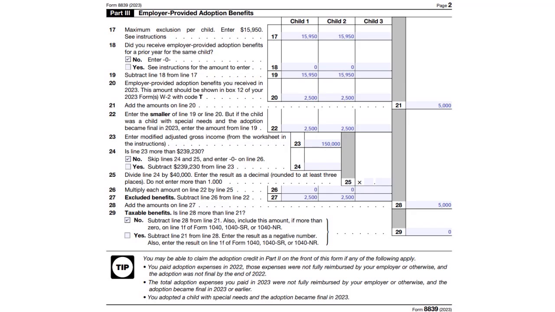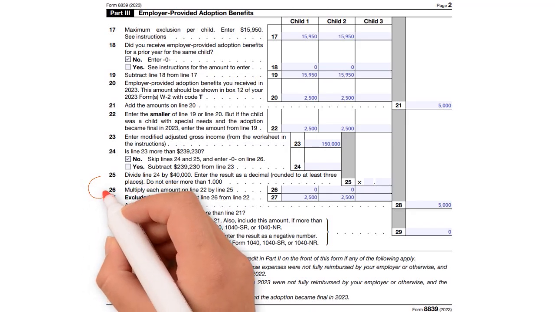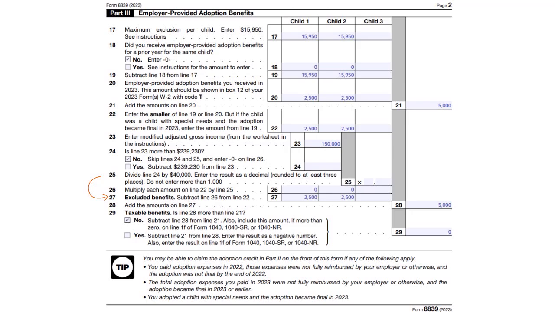And basically here, you follow the same strategy. So excluded benefits on line 27, we have 2,500 in both cases. And then if you add the amounts on line 27A and line 27B, when you add 2,500 to 2,500, you have 5,000. Okay. And so basically line 29 is pretty straightforward. It's asking you about taxable benefits. And if line 28 is more than line 21, now we'll look at line 28. Line 28 is 5,000, right? Line 21 is 5,000. So in those cases, those are the same.